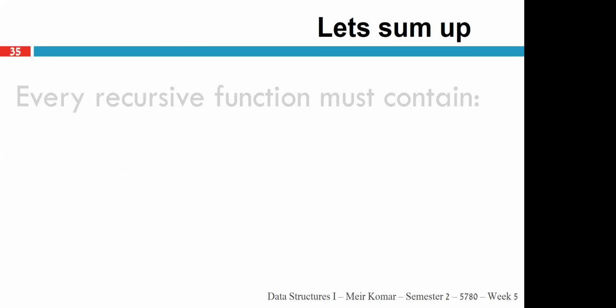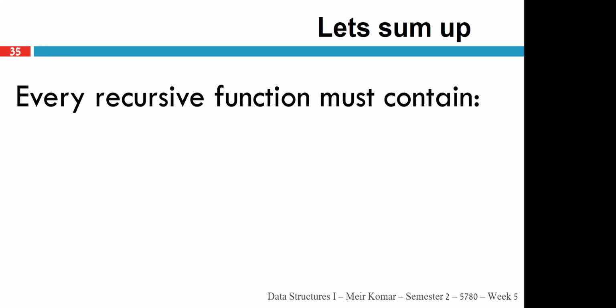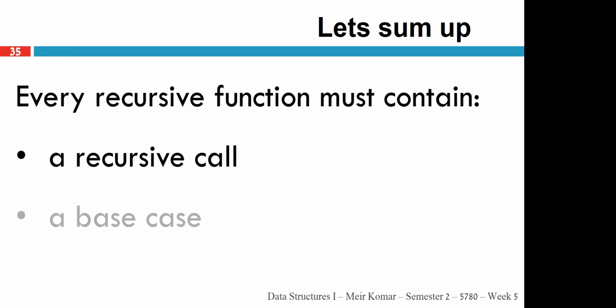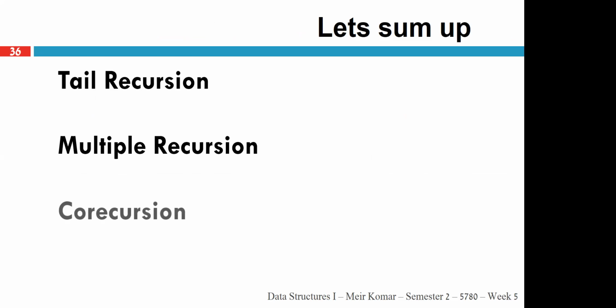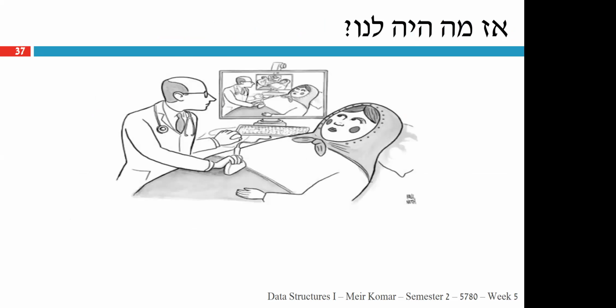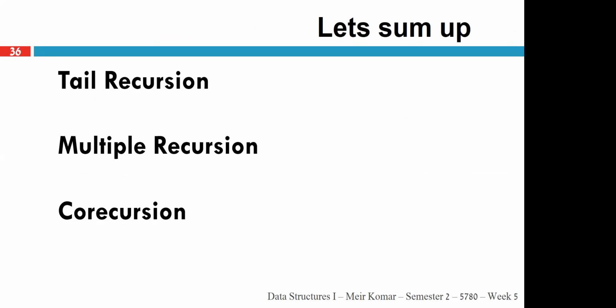So let's start summing up. Every recursive function has to contain a recursive call and the base case. We talked about different types of recursion: tail recursion, multiple recursion, co-recursion or mutual recursion. We talked about merge sort and quicksort.